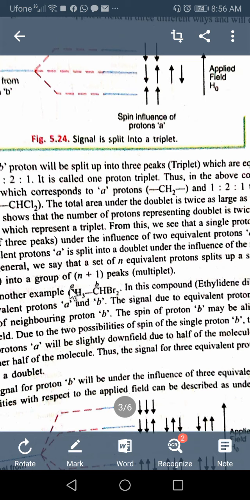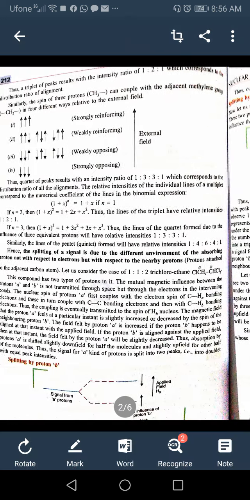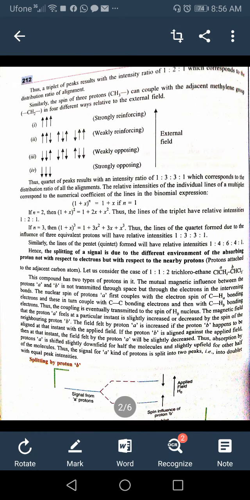First, we consider the peak of the CH3. The peak of the CH3 will be split up into two lines according to the n+1 rule. On the adjacent carbon atom, one proton is present, so n is equal to 1, and n+1 is equal to 2. So the CH3 signal will be split up into two.